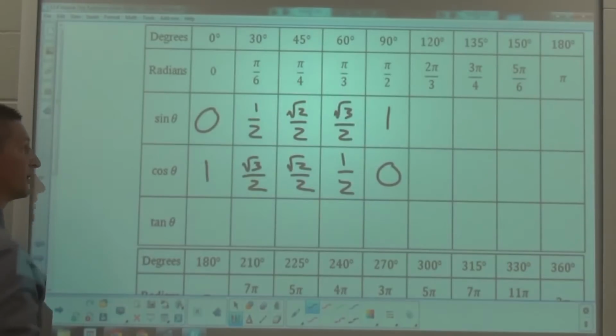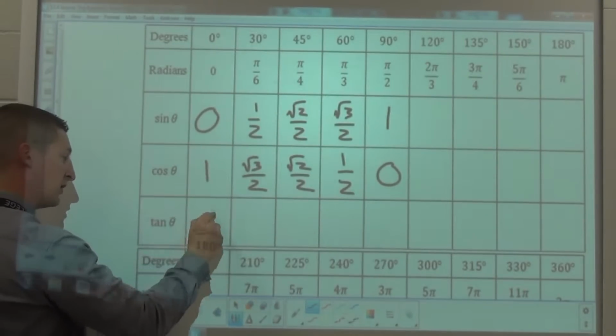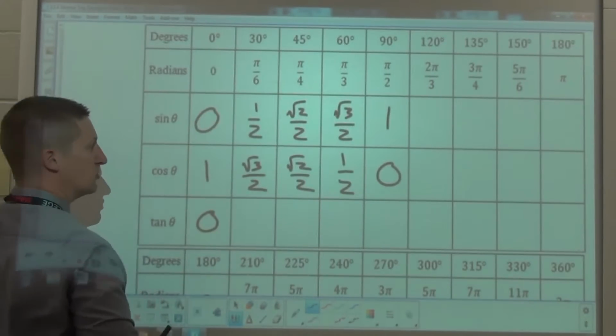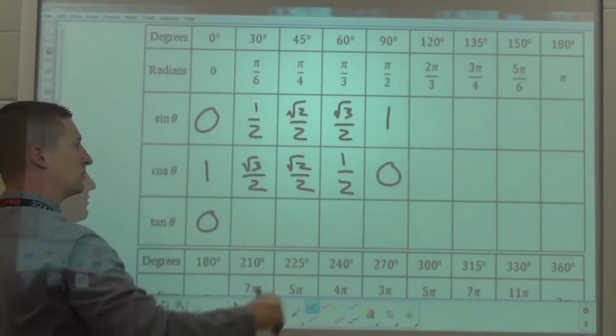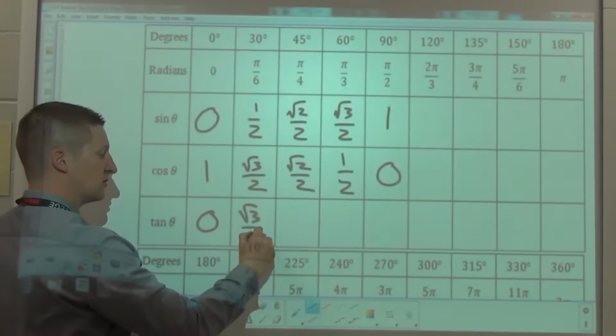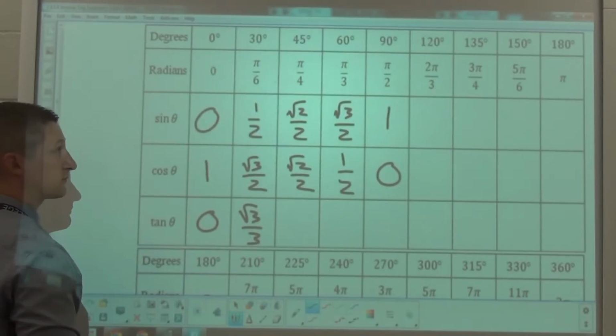Now, when I fill in the tangent values for those same important and special angles, I can simply take the sine over the cosine. So we learned in the past, tangent is equal to sine over cosine. So 0 over 1 is 0. 1/2 divided by the square root of 3 over 2, multiplied by the reciprocal. 2's cancel. I get 1 over the square root of 3. Simplify that to the square root of 3 over 3.